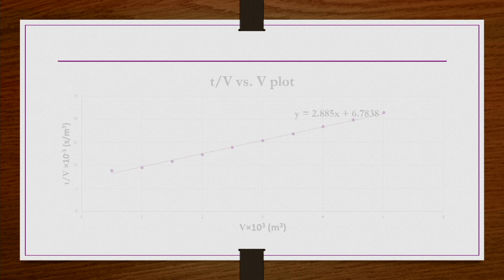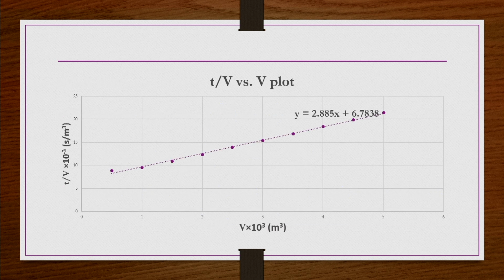Right. So, let us rearrange the data, t by V versus V, and if you plot that data you will get a straight line like this. Here t by V is multiplied by 10 power minus 3 and V is multiplied by 10 power 3. So, whatever slope you get has to be multiplied by 10 power 6, and whatever intercept you get should be multiplied by 10 power 3, because of this 10 power minus 3 here and 10 power 3 here.